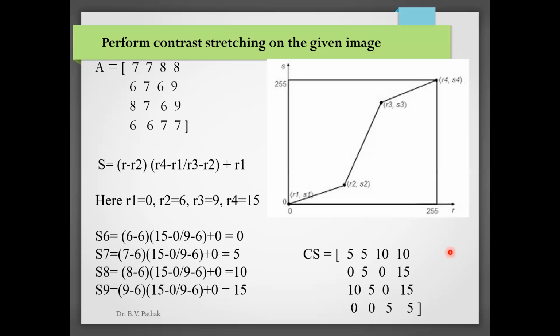As you can see, the previous pixel values were centered at a particular position, whereas now the new values are spread right from 0 to 15. So this is going to be a contrast stretched image. Thank you.